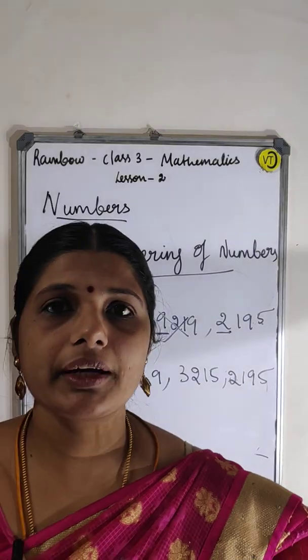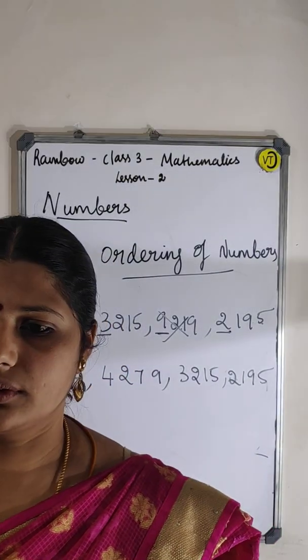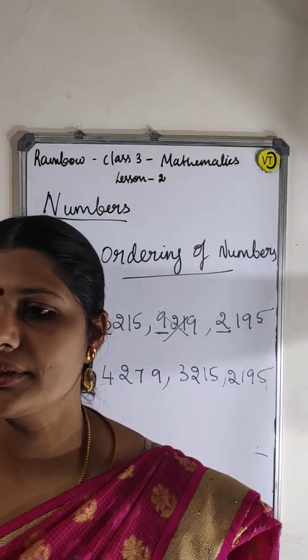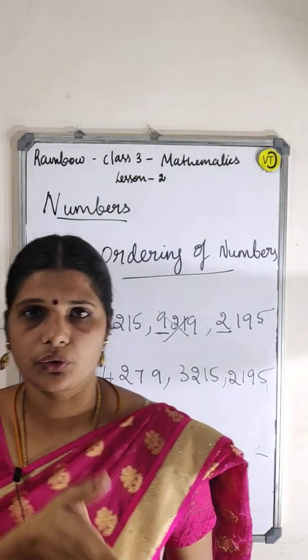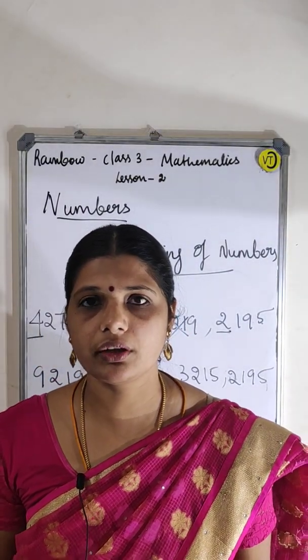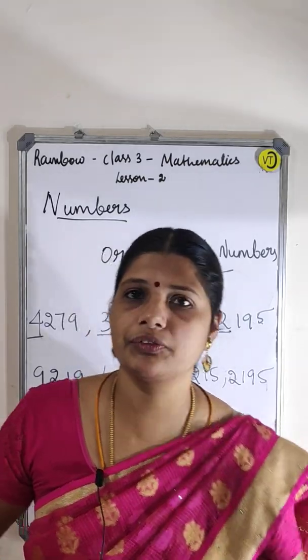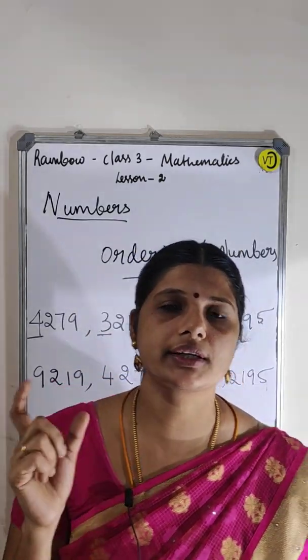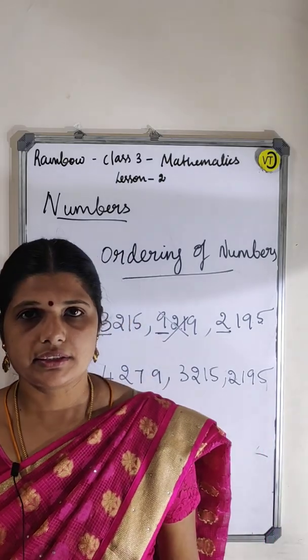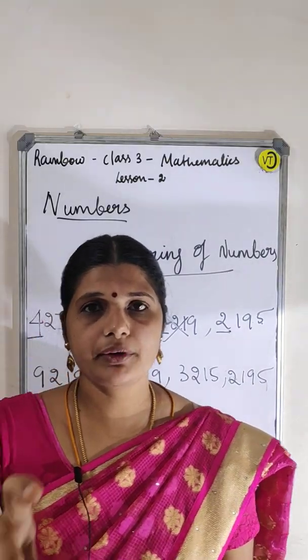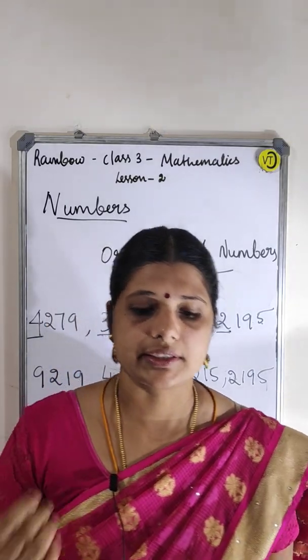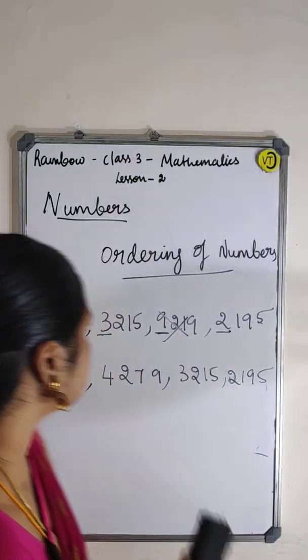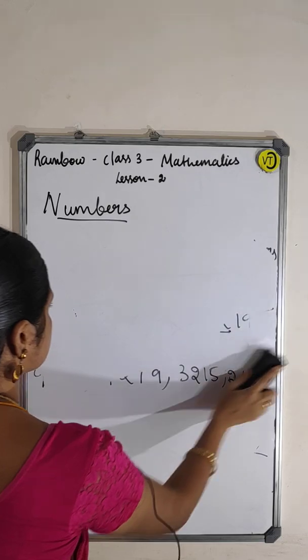What is meant by predecessor and successor? Predecessor means the number that comes just before. Which just comes before a particular number, that we can call a predecessor. And the successor means the number which comes just after that. Now I will tell you predecessor and successor, the best example.